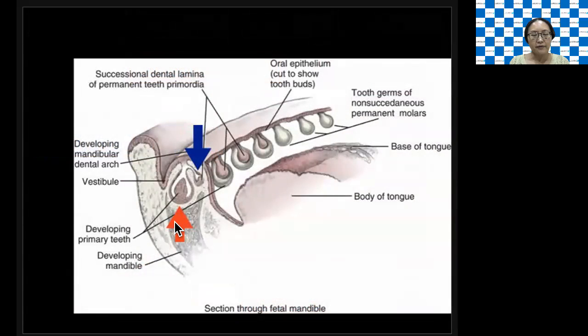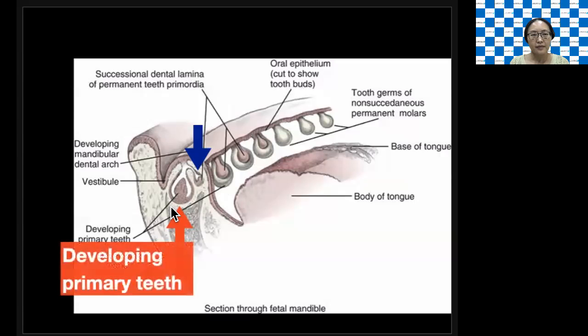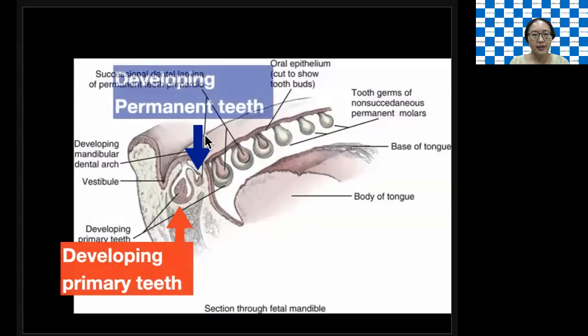At the end of the proliferative process involving the primary dentition's dental lamina, both the future maxillary arch and the future mandibular arch will each have 10 buds of the primary teeth. And we can notice the tooth bud of the permanent dentition will be located lingual to the primary tooth bud. This is the developing primary teeth, and this is the developing permanent teeth.